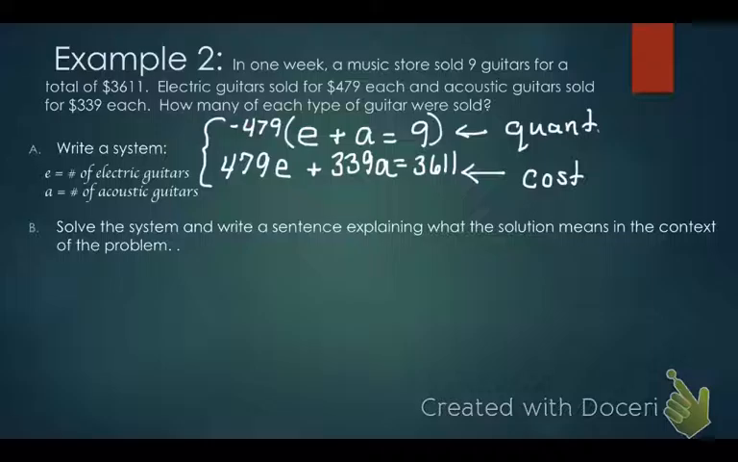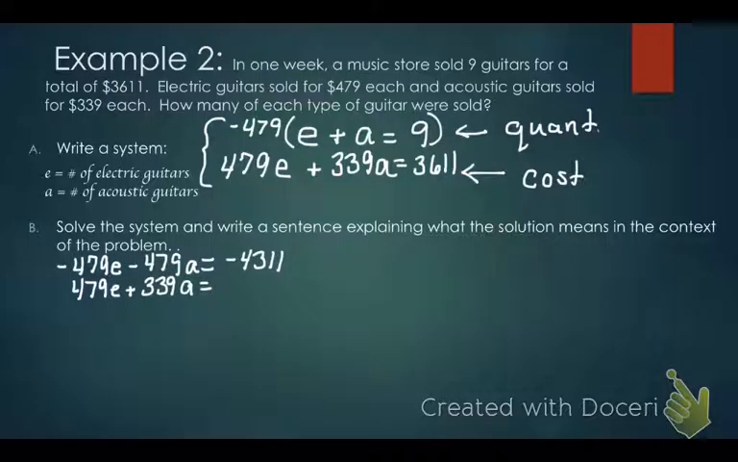So my first equation will become negative 479e minus 479a equals negative 4,311. Now I'm going to stack my equations, and then I'm going to add them together. So I'm just recopying the second equation beneath it. Now I'm going to stack and add.